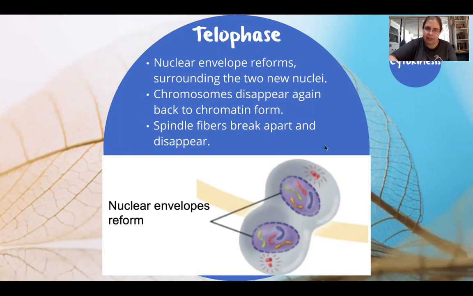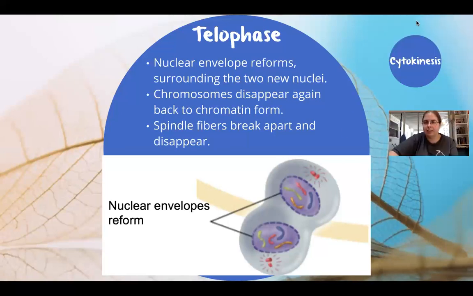And as you can see again, the nuclear envelope reforms around the group of chromosomes. They're going to go back into their chromatin format. Notice the spindle fibers aren't as visible because we're breaking them down. That is it for telophase. Now we have not finished separating the cell because that is, ta-da, cytokinesis' job.